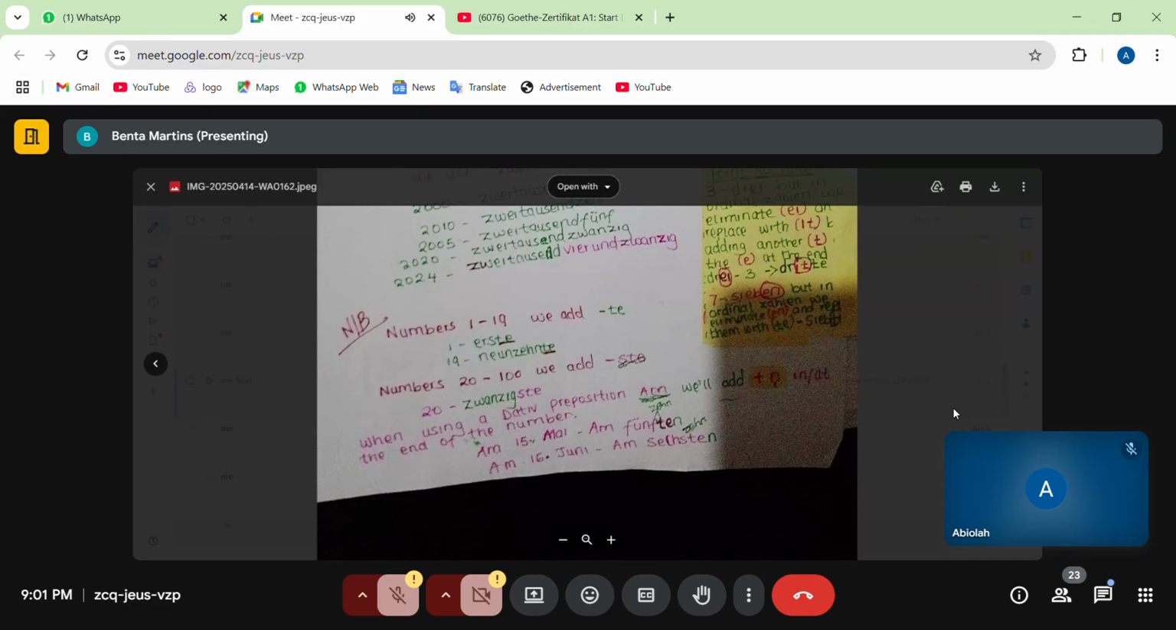Remember, the normal numbers were just 21, 23. So you add STE at the end. So 31, 22, 34, 50 und so weiter. But we'll get to see that, don't worry.